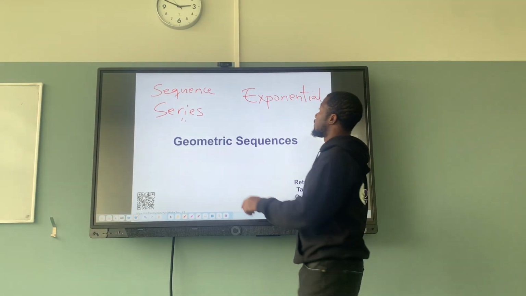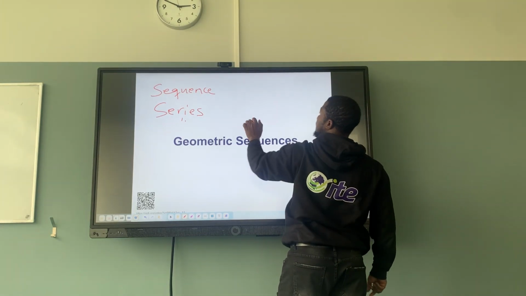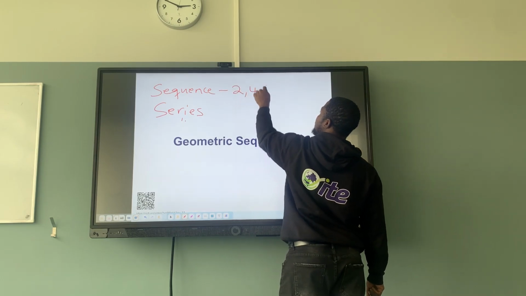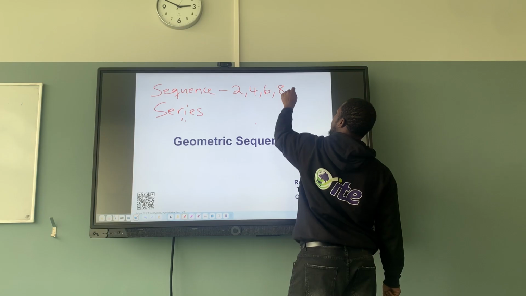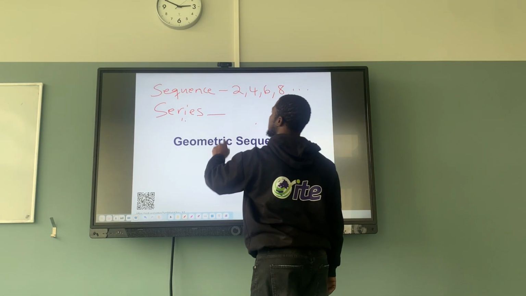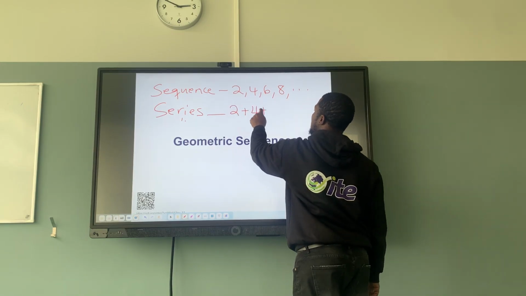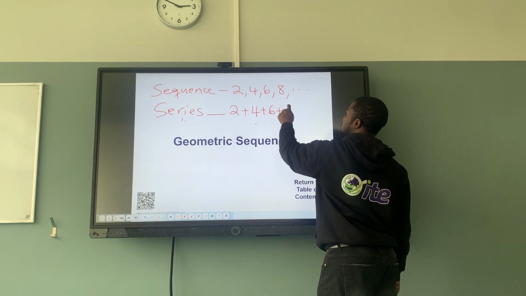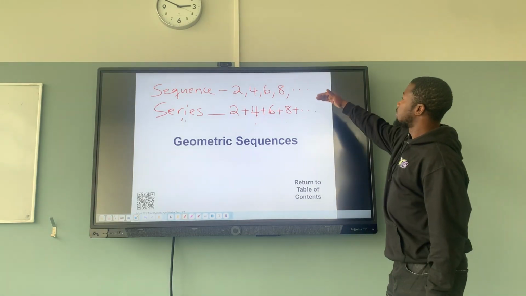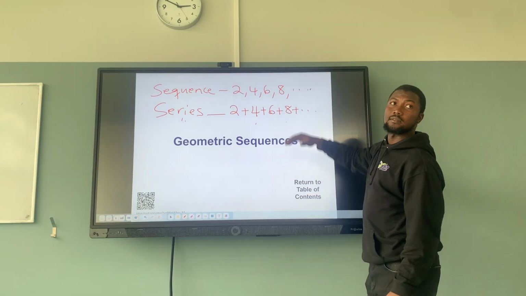Now, if you take the summation or the addition of these numbers, that becomes a series. For example, you write the sequence 2, 4, 6, 8, etc., and then this one is 2 plus 4 plus 6 plus 8, etc. So this is a sequence. If you add them together, you get a series.